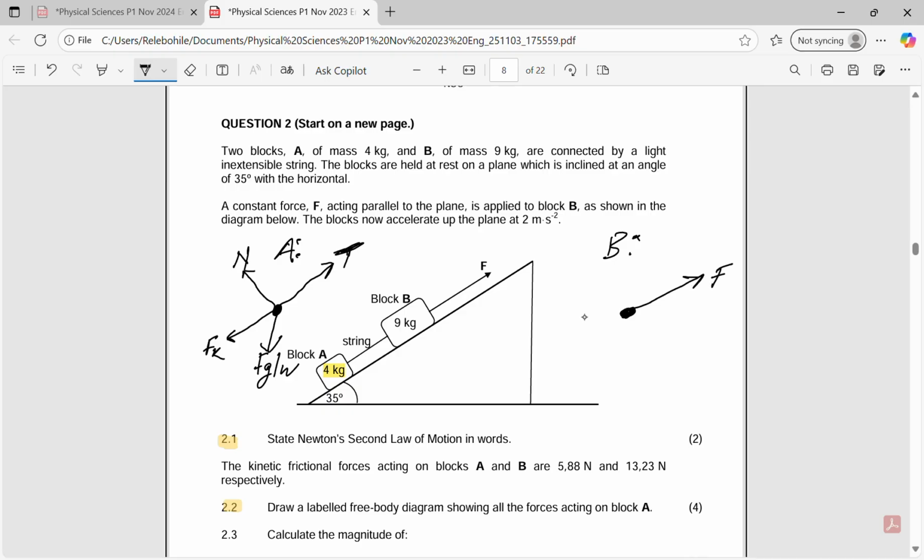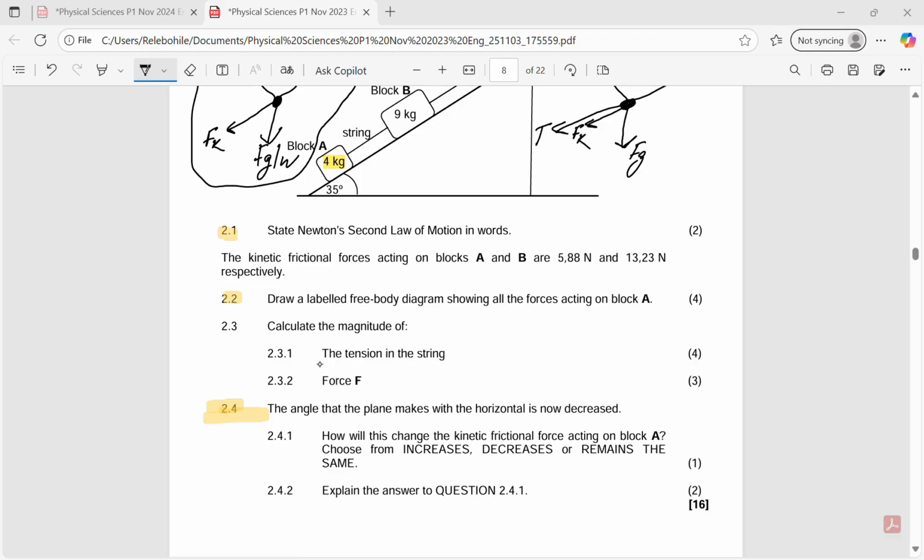This would be my F. Then I would have my T, which is my tension here. Then I would have my Fg there. Then I would have my normal force. And then the other force that I would have is what? The force of kinetic friction. Okay, so this is how my free body diagram for the 9 kg block would look like. But yeah, the one we were focusing on is this one for block A. Now we move on to the next question.